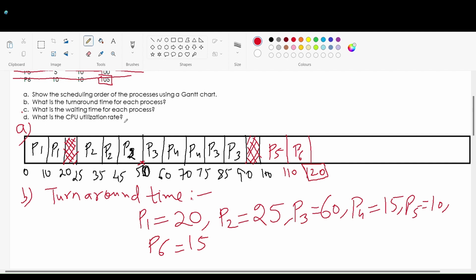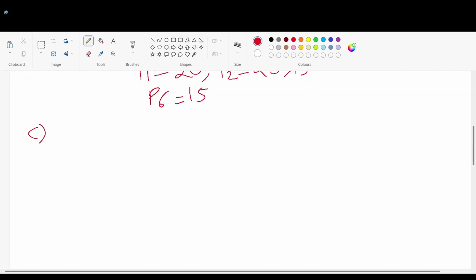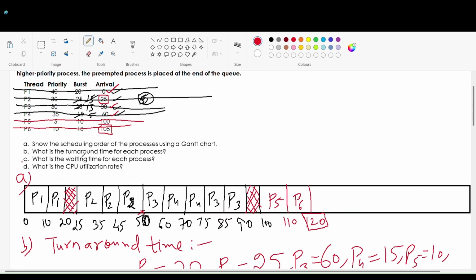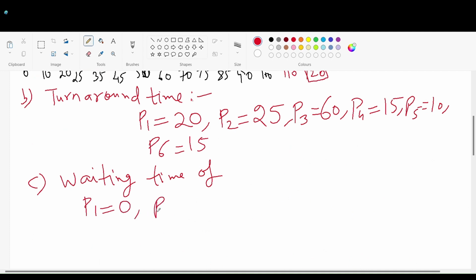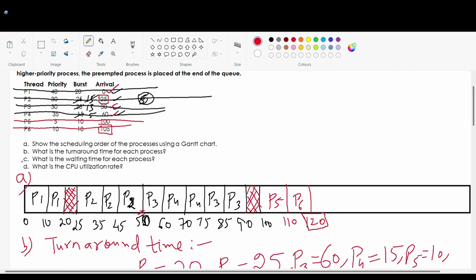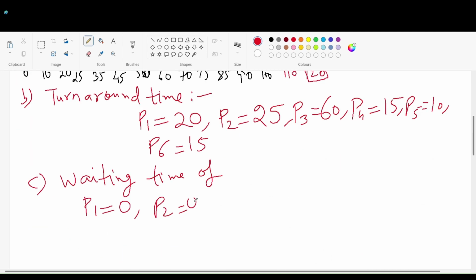Now C asks what the waiting time is for each process. So the C answer is the waiting time for each process. Waiting time of P1. What is the waiting time of P1? See, P1 enters into the system at 0 and starts the execution at 0. So the P1 waiting time is nothing, 0. So P1 waiting time is 0. What about P2? P2 enters into the system at 25 and starts the execution at 25. So there is no waiting time for P2. So P2 waiting time is 0.